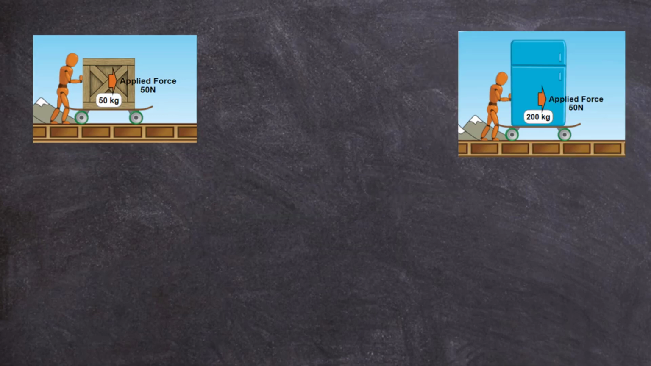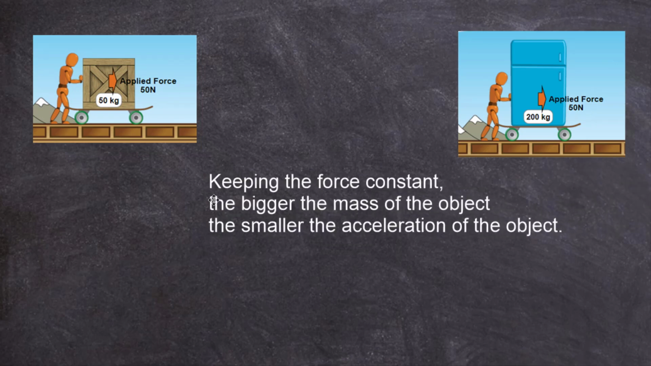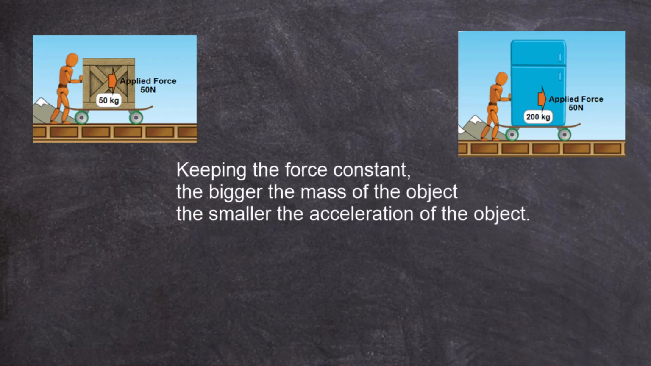Our second piece of information was this. Keeping the force constant, the bigger the mass of the object, the smaller the acceleration of the object. Increasing the mass of the object and applying the same force resulted in a smaller acceleration. In other words, the bigger the mass of an object, the harder it is to accelerate that object for a given force.